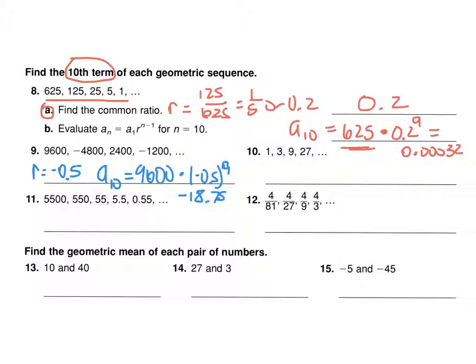The common ratio in number 10 is 3, so I'm looking for a sub 10, and that's going to be my first term, which is 1 times my common ratio to the 9th power, because 10 minus 9 is 1, or 10 minus 1 is 9. 3 to the 9th power happens to be 19,683 times 1.